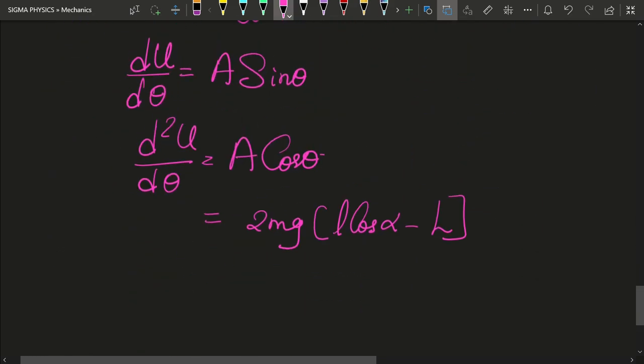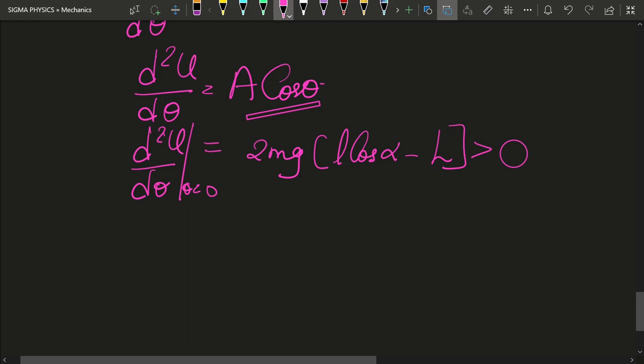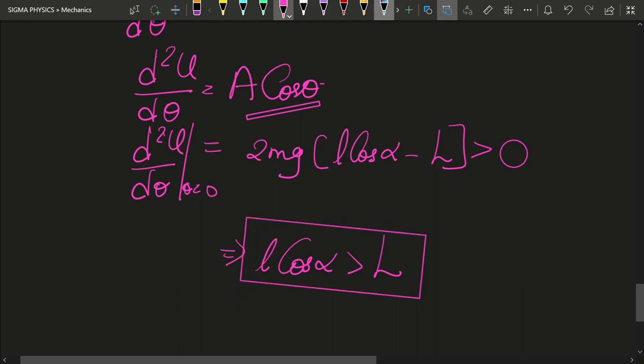So at the equilibrium position, that is at theta equal to zero, I write it here, d square u upon d theta square at theta equal to zero. If we set theta equal to zero over here, cos of zero is one. That is just going to leave me with A, which is this. Okay, so this has to be greater than zero if I want a stable equilibrium. And that simply implies that l cos alpha has to be greater than capital L. This is the condition that we need to satisfy if we want to make a teeter toy.